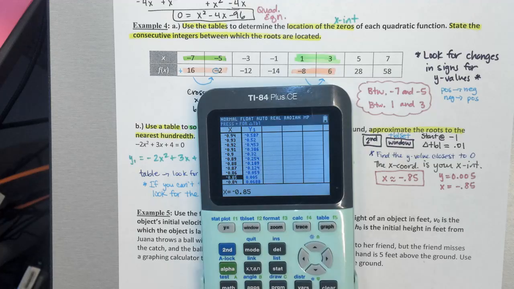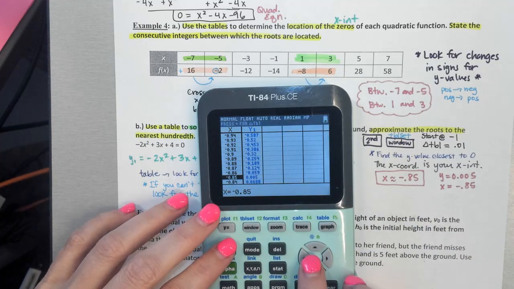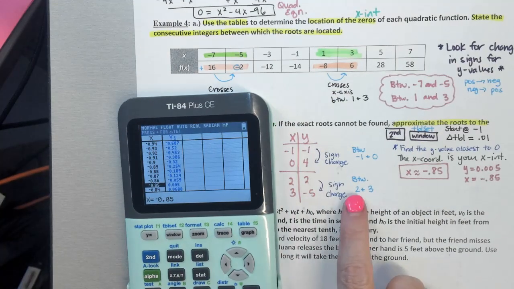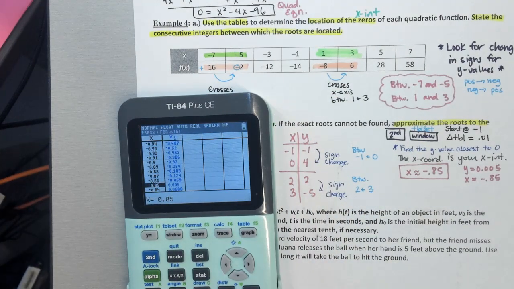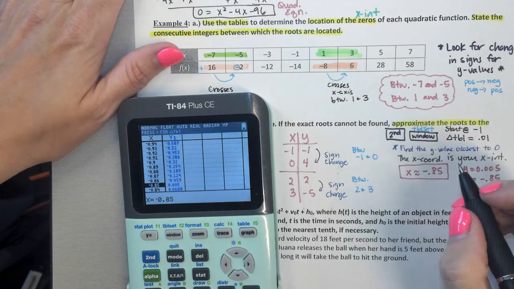Okay, now remember, you can have how many solutions? 2, and most of the time you do have 2. The only time you only have 1 is if that's where the vertex is. All right, and we've already said we know the second one's between where? 2 and 3. So now we're going to find the second one.